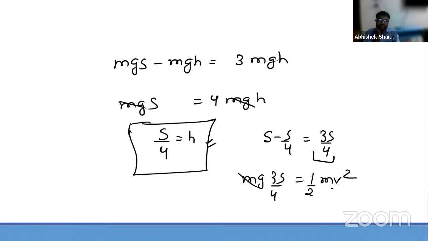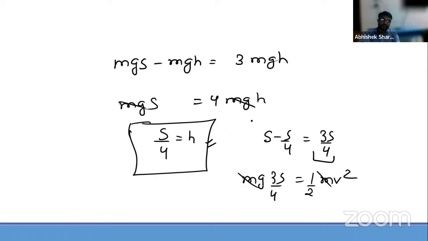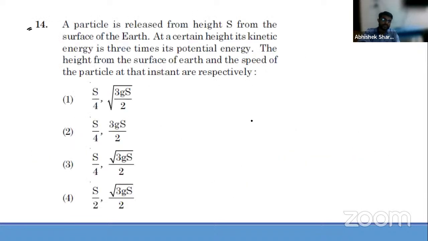This gives you the answer. v comes out to be under root 3gs by 2, which is the speed converted here. This is the speed. So s by 4 and under root 3gs by 2. First is the answer: s by 4 and under root 3gs by 2.